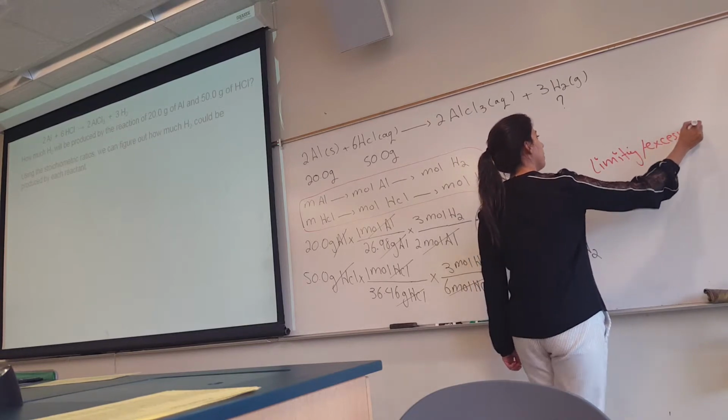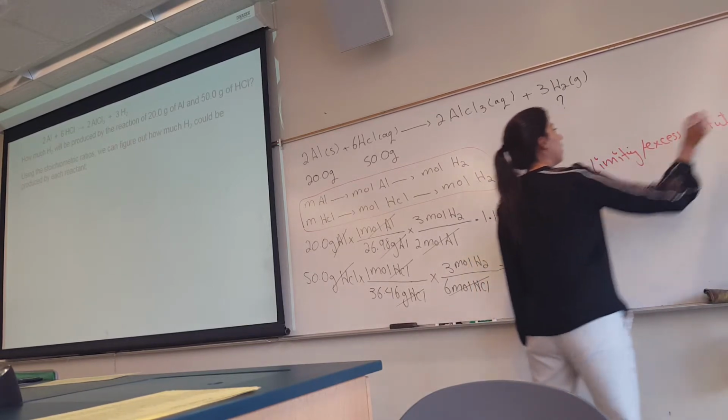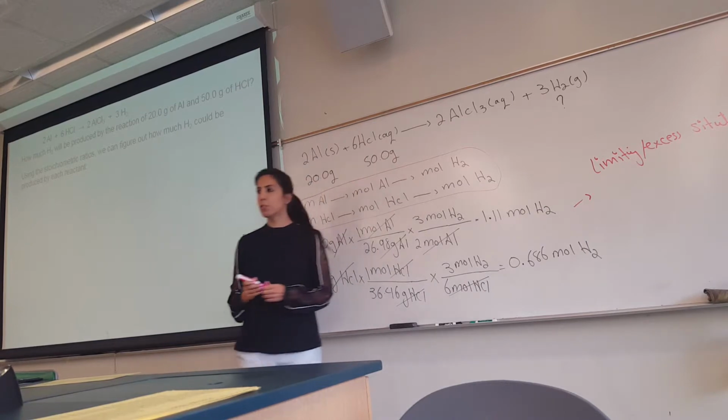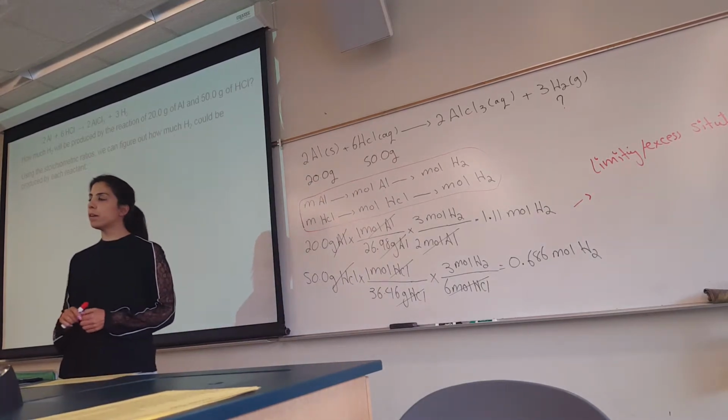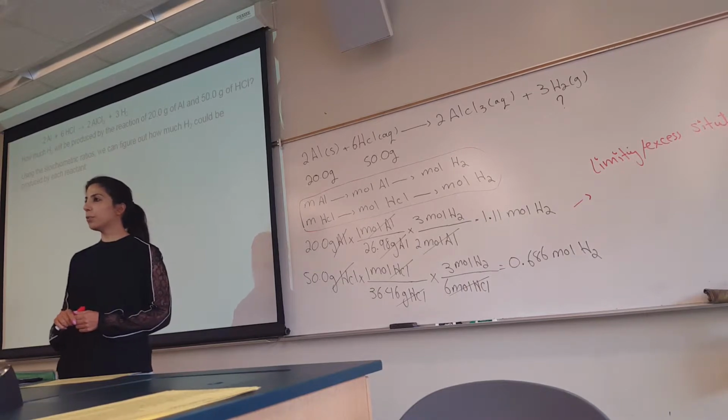I call it a limiting excess situation. There is a limiting excess situation here. It means that aluminum and hydrochloric acid are not given to me in a stoichiometric ratio.